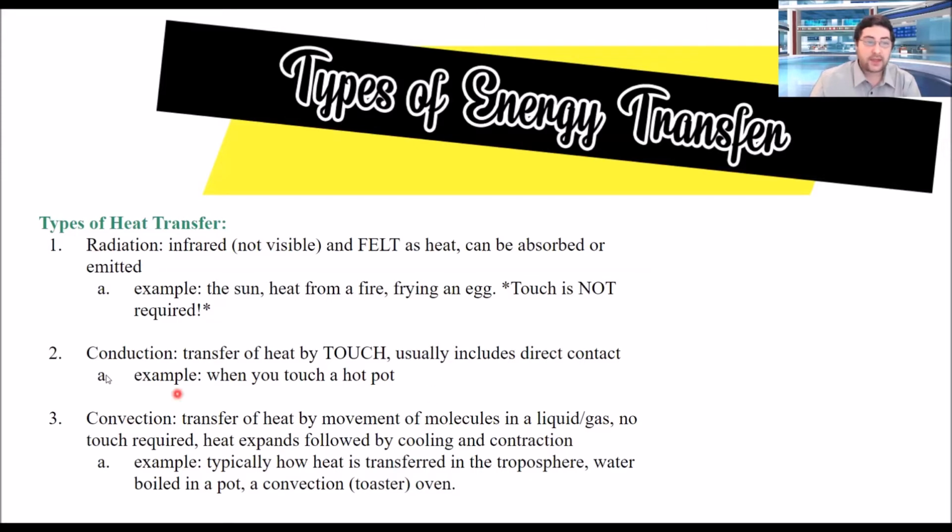The next type of energy transfer we're going to talk about is conduction, okay? Conduction is transfer of energy through touch, and that means direct contact. So if you were to touch a handle of a pot that you left on the stove, and let's say that handle is made out of metal. Remember, metals are conductors. They are good at conducting heat and electricity. So if you touch that metal, it's going to conduct that heat into your hand, and you could get burned.